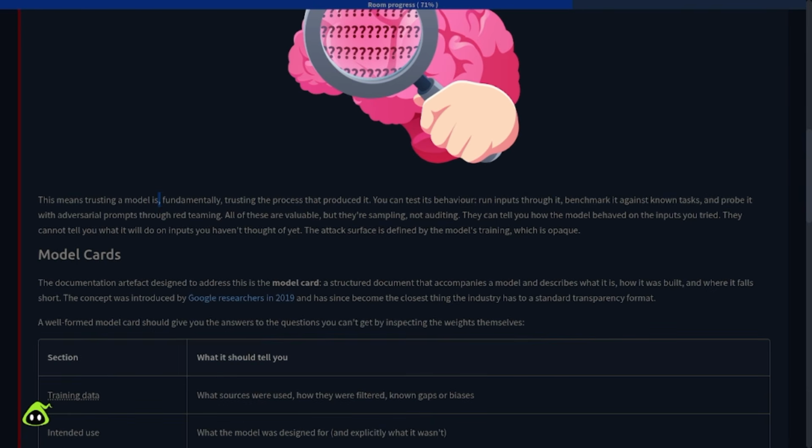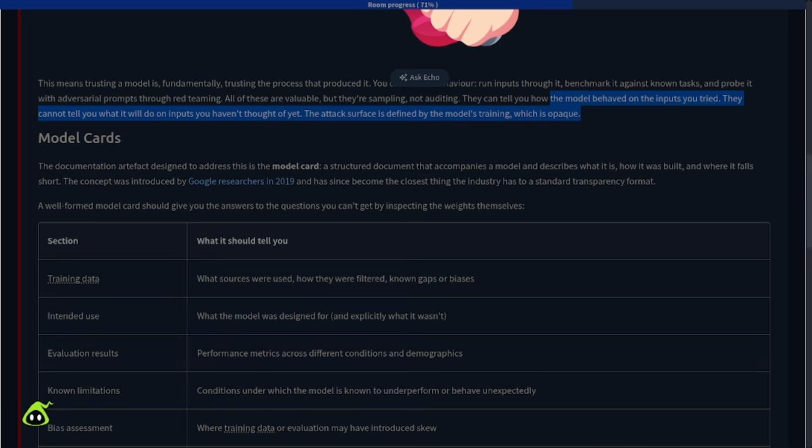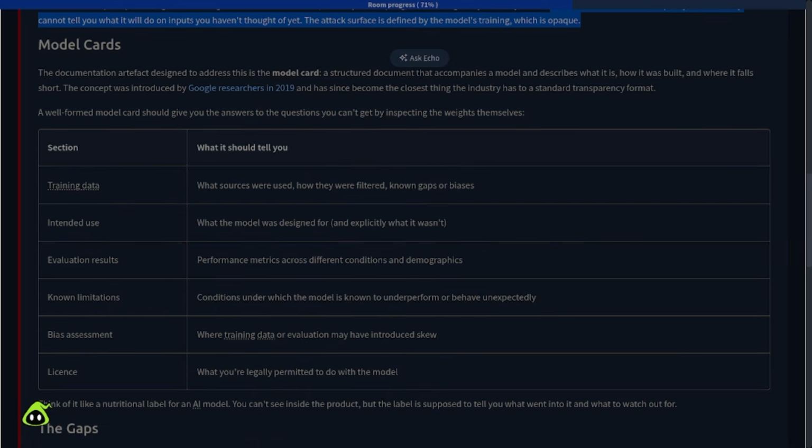This means that trusting a model is fundamentally trusting the process that produced it. You can test its behavior, you can run inputs, you can give it prompts, you can benchmark it against known tasks and probe it with adversarial prompts through red teaming. All of these are valuable, but they are sampling, not auditing. They can tell you how the model behaved on the inputs you tried. They cannot tell you what it will do on the inputs you haven't thought of yet. So maybe it might give an unexpected response.